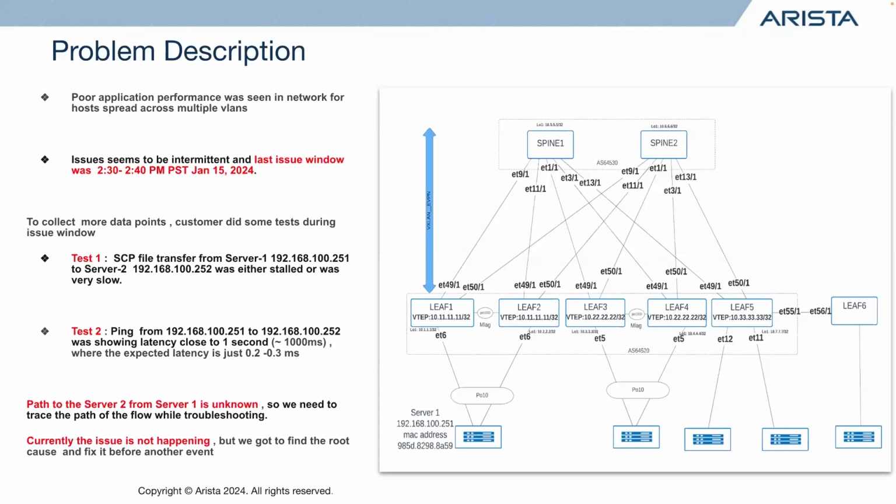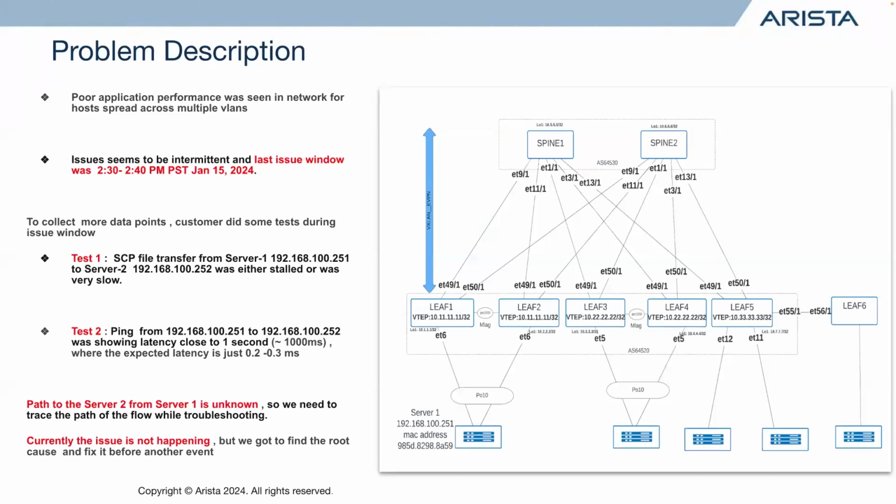In order to help us with more data points, they also performed a few tests and captured those outputs during the last issue window, that is between 2:30 and 2:40 p.m. PST. The first test they performed is the SCP file transfer test between server 1 trying to send a file to server 2. And they were able to see a very slow transfer rate. And test 2 is the ping test between the same servers. And they were able to see a round trip time close to 1 second or 1000 milliseconds for each and every ping. So as of now, we just know where server 1 is connected. We don't know where server 2 is actually connected to in this topology.